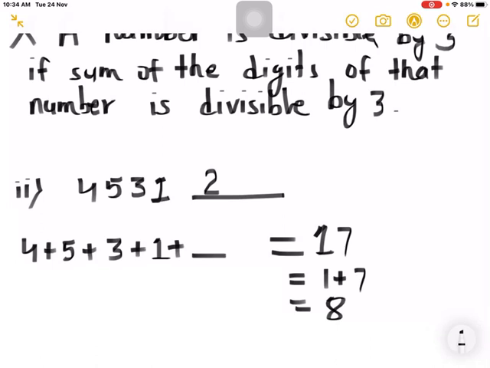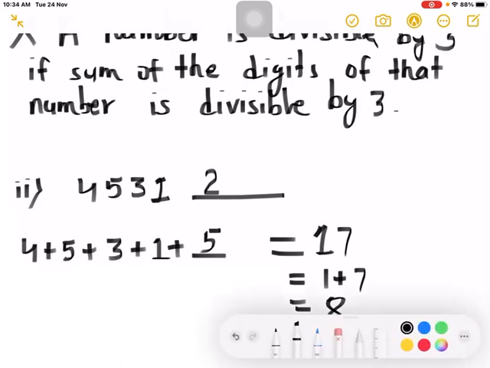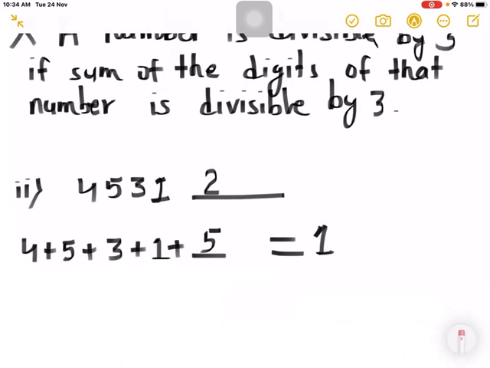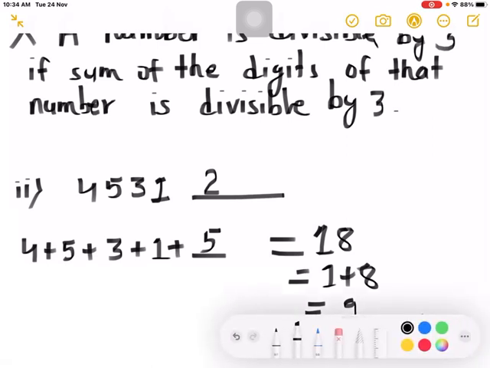So our digit is not correct here, okay? Not appropriate digit. What if we put 5 then? 9, 10, 11, 12, 13, 14, 15, 16, 17, 18. Here the sum is 18, okay? See, 1 plus 8, it is 9. That means it is divisible by 3. So you can write, in place of 2, you can write 5 also, no matter, okay?